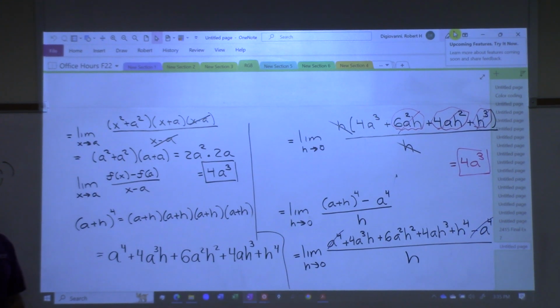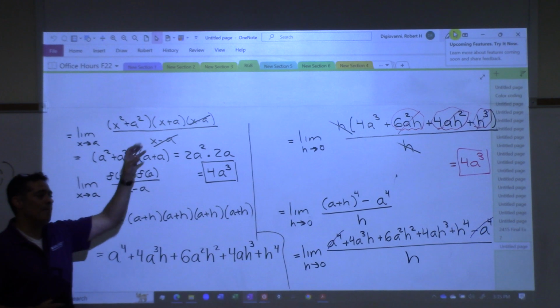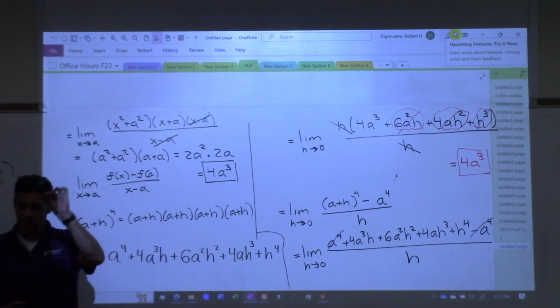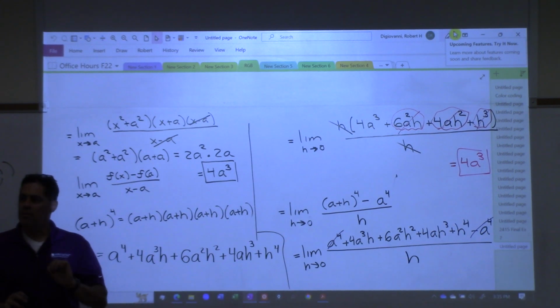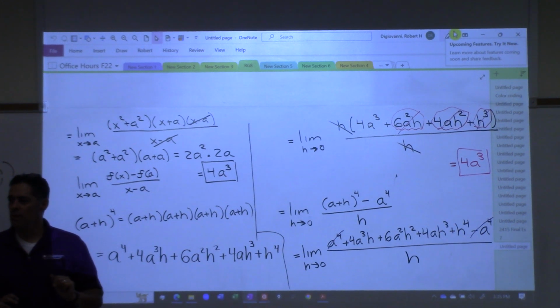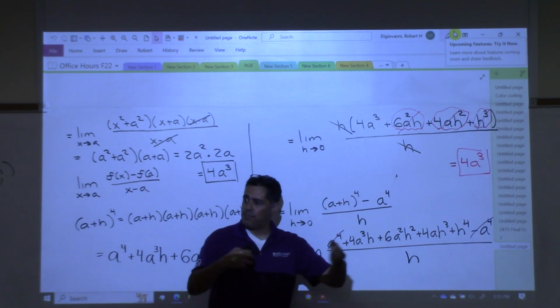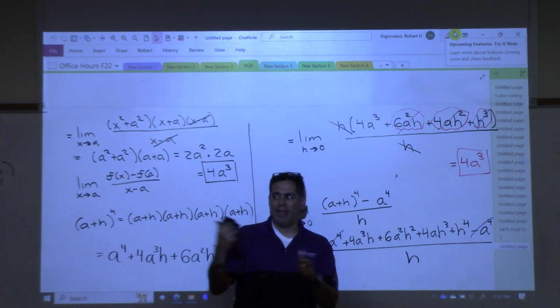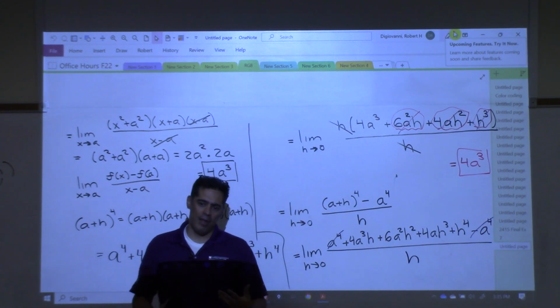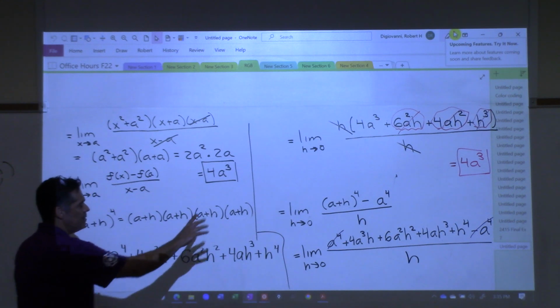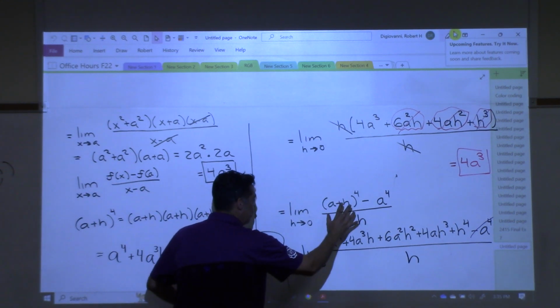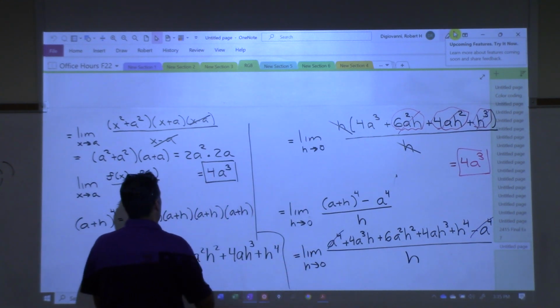But the problem is, if I were to make the original problem x to the fifth, not x to the fourth, you wouldn't have difference of squares anymore. But what you would have over here is a plus h to the fifth. And that you could expand out. And this would work and that wouldn't work. So there are pros and cons. So I need us to understand this way for a plus h to a power.